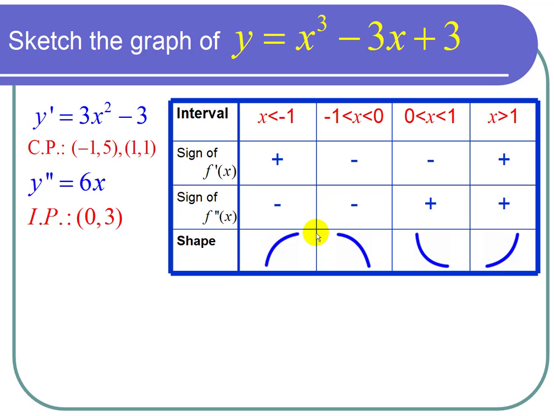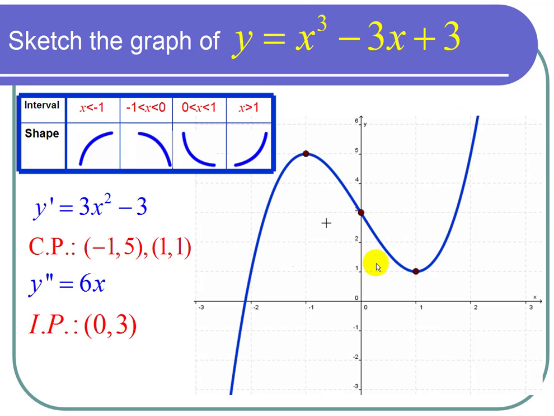And what I get is that the graph starts down, very steep, goes upwards, and then gets less steep until it hits the critical point at (negative 1, 5), then goes downwards and gets steeper until it hits the inflection point at (0, 3), and then keeps going down but gets less steep until it hits the relative minimum at (1, 1), and then it begins to increase and get steeper and steeper and steeper. And there's my graph of the cubic polynomial, and I'm done with the problem.